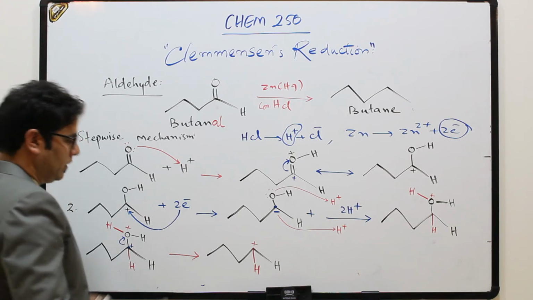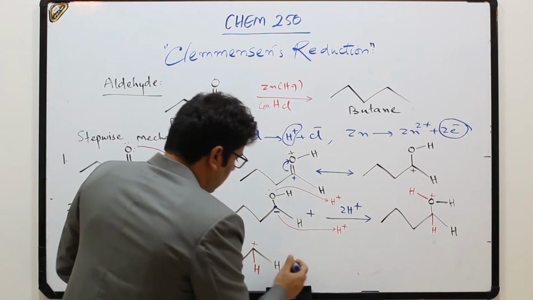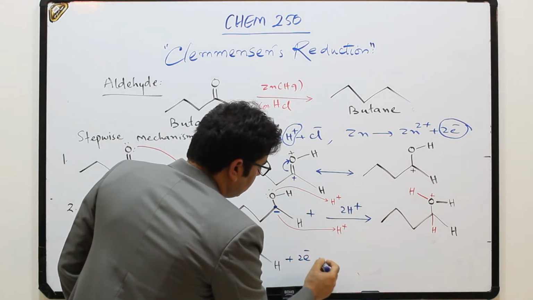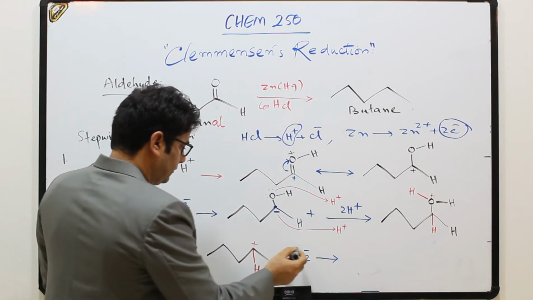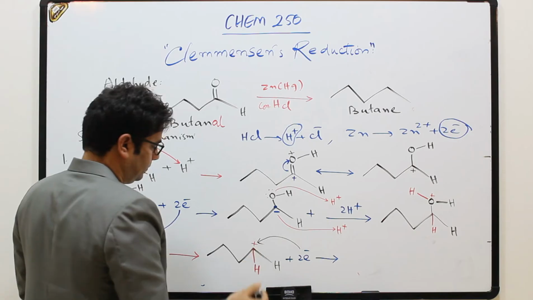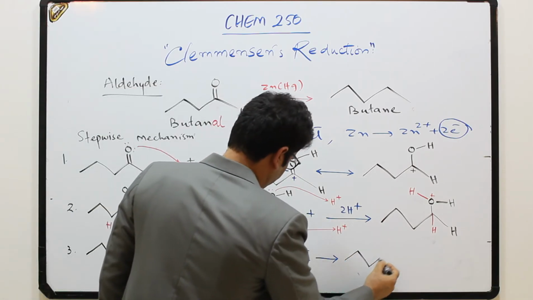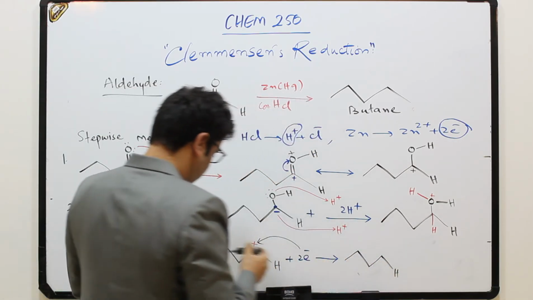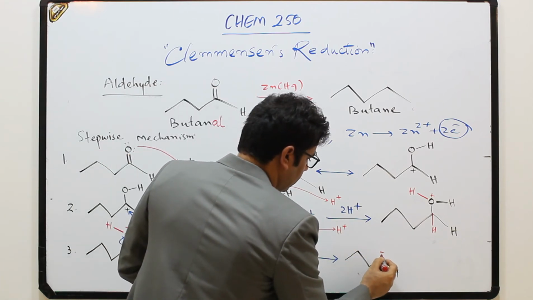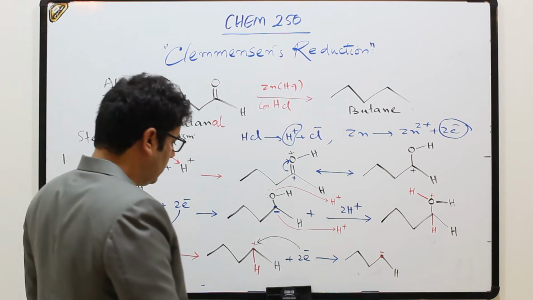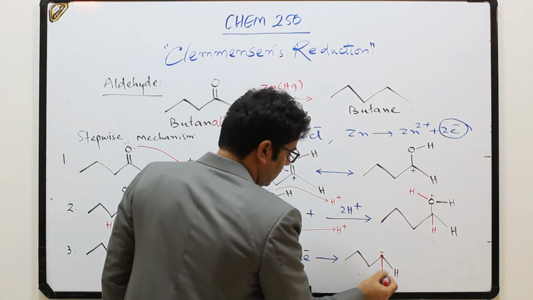There will be positive charge. After this, again 2 electrons will come from zinc. They will attack on this carbon. There will be negative charge on this carbon, and it also has another hydrogen.